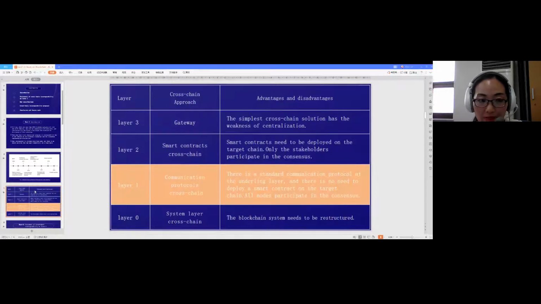The most practical implementation method is the communication protocol, which lays a standard communication protocol as an infrastructure at the underlying layer. There's no need to deploy a smart contract on the target chain. And this method requires all nodes to participate in the consensus process. The most complex method is the cross-chain of the system layer, which requires reconstructing the blockchain system. Generally, it's not adopted because it requires a lot of work. Our solution is based on layer 1 cross-chain.